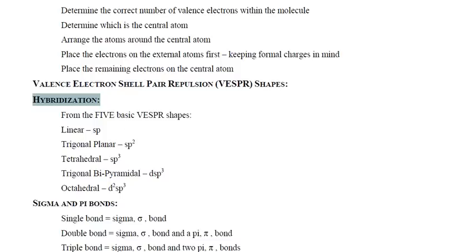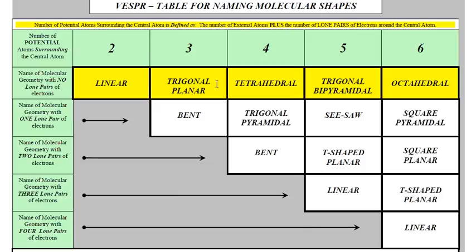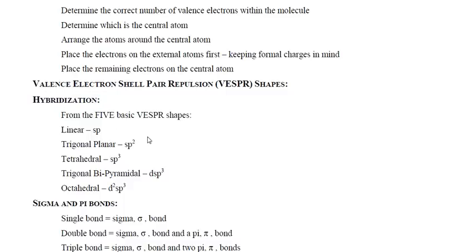I have the names here, the 5 headlining names: linear, trigonal planar, tetrahedral, trigonal bipyramidal, and octahedral. From each of these columns, whatever the potential is, that's the number of hybrid orbitals, or different types of hybrid orbitals, that your compound will have. So whatever the potential is, that's how many letters you'll have.